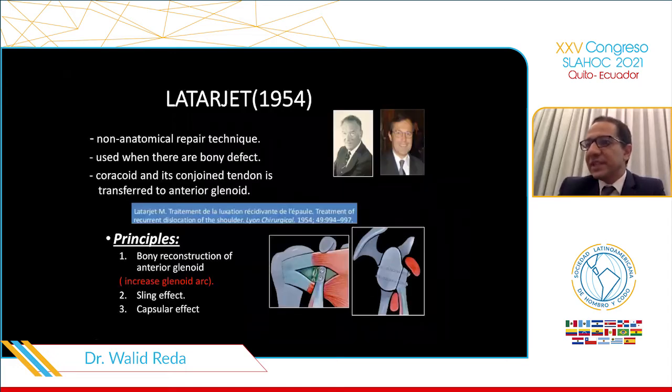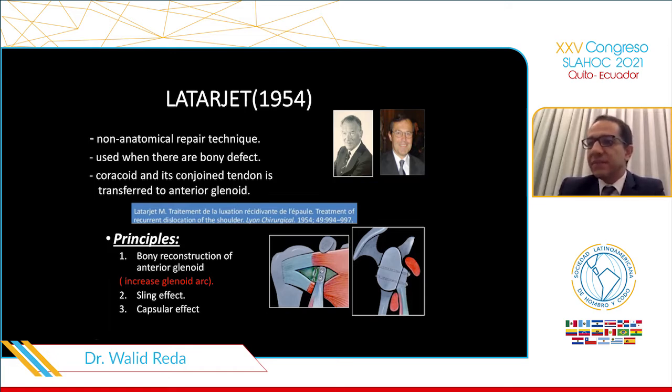The Latarjet procedure is an anatomical repair technique in which the coracoid process and its conjoint tendon are transferred to the anterior glenoid. The Latarjet procedure was first described in 1954 by Latarjet, but the procedure didn't take its reputation until its surgical technique was modified and described by Professor Dr. Gilles Walch, and he is the one who analyzed its principles, which are: number 1, the bony reconstruction of the anterior glenoid, which increases the glenoid arc, and this is the most important part.